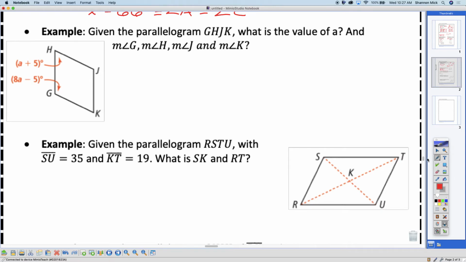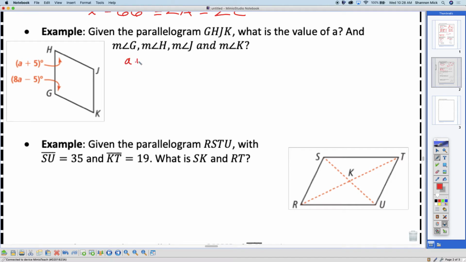Okay, given this, GHJK is a parallelogram, we need to find A and G and H and J and K. Okay, so what they give me are H and G. What relationship do H and G have together? They're same side. So it equals 180, because of the consecutive angles theorem. Those are same side interior, yes? So they equal 180. So what would I do with these two things?